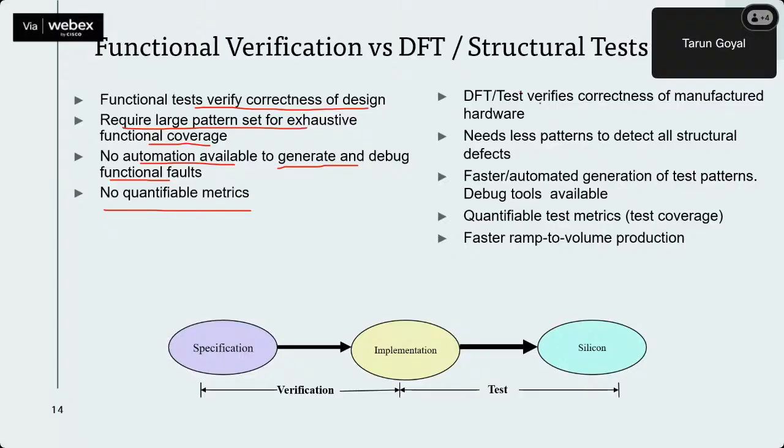In structural test, it verifies the correctness of manufactured hardware. If that AND gate itself is not designed correctly, that is covered by the verification part. Yes, the chip is not designed correctly, but the part of DFT is to ensure that the AND gate is manufactured correctly, and if it has any defect, it can be detected by the DFT patterns. We need fewer patterns to detect that: we talk about 4 versus 8, and 8 versus 16 for the 4-bit counter.